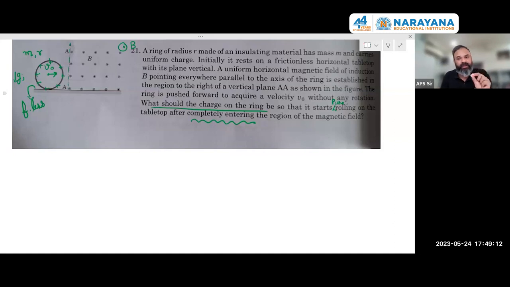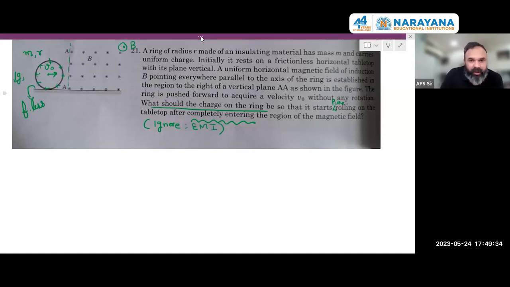So you only have to consider the magnetic forces acting on the charged particles, these differential dQs, which are entering inside the magnetic field, right? So it is given that we ignore the electromagnetic induction because of the flux which is changing across the ring.